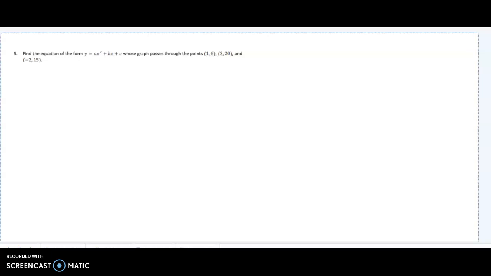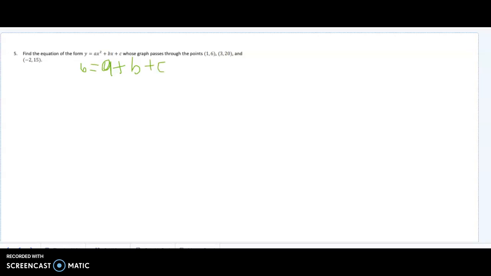So the first thing you have to do is plug those in for x, and then see what you get for y. If we plug in 1 for x, 1 squared is 1, so we just get a, plus, plugging in 1 for x, we just get b, and then we're left with c.